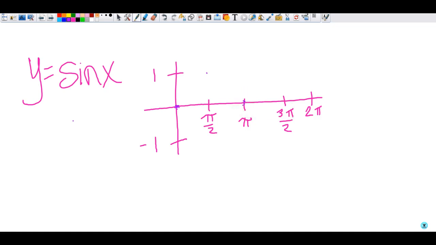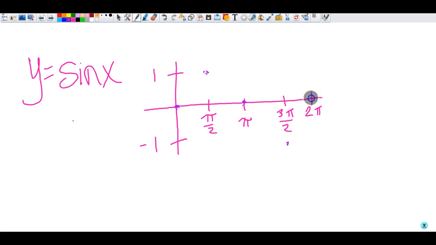Okay, I'm going to make a bunch of points there so I can make it bigger. I can't draw a dot. What the heck? All right, so then when I go around to 3 pi halves, I'm at -1.